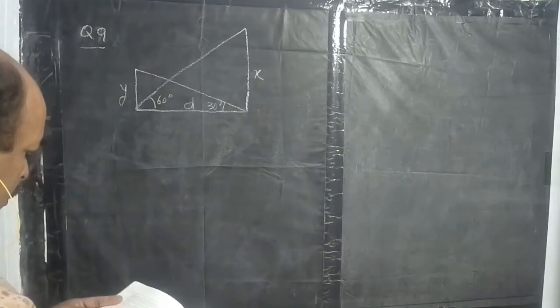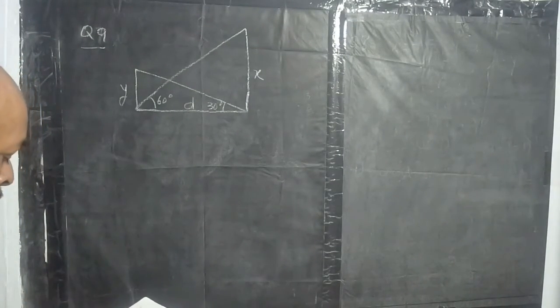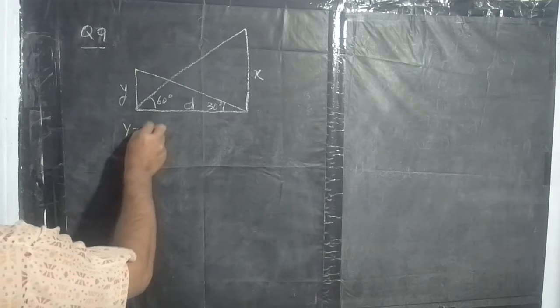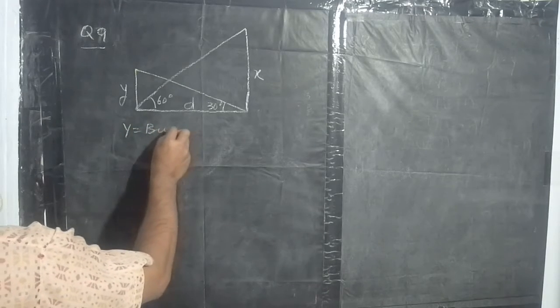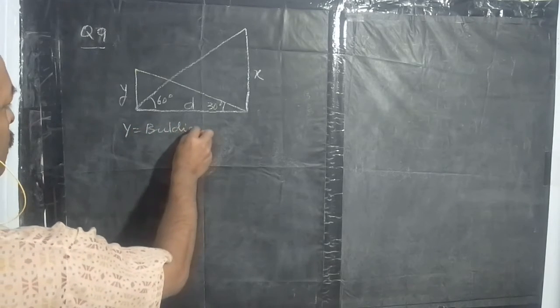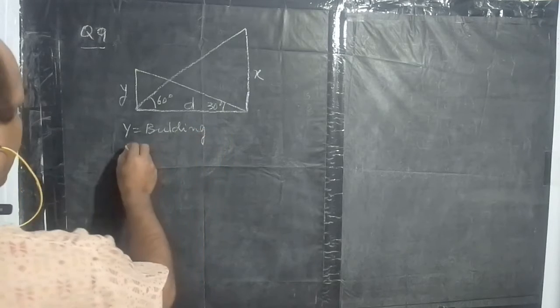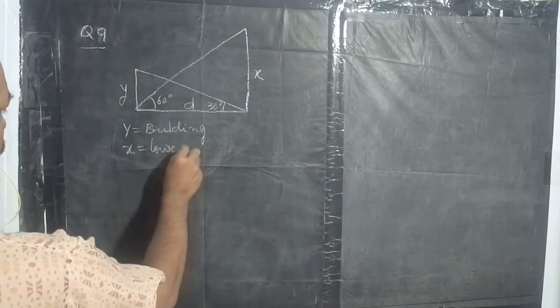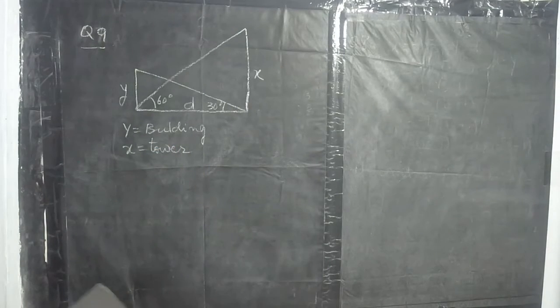Now, when it is told 30 degree, the angle of elevation of the top of the building from the foot of the tower is 30 degree. Okay, so 30 degree. So y is building. You have to judge it properly. Y is building and x is tower. How do you judge it?